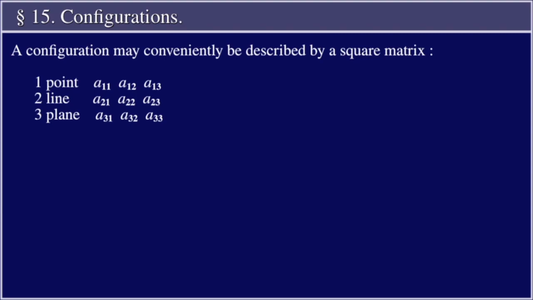A configuration may conveniently be described by a square matrix. This 3x3 matrix has rows point, line, plane, columns point, line, plane. So reading by columns, it's a11, a21, a31. Next column, a12, a22, a32. Next column, a13, a23, a33.